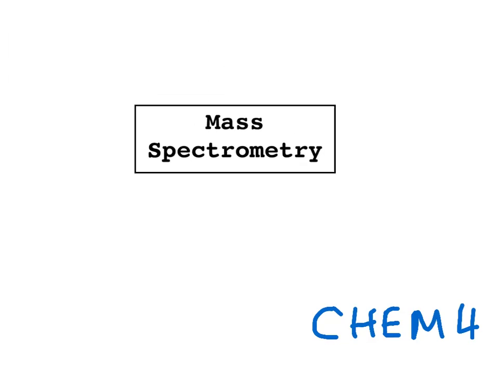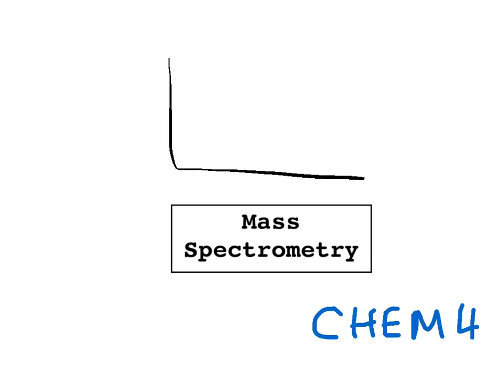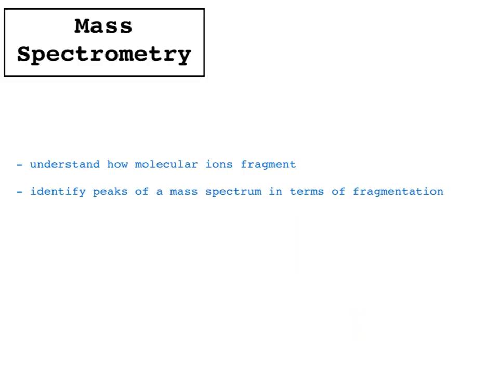This video is on mass spectrometry. So at AS we look at mass spectrometry of elements and trying to work out the relative atomic mass of elements from their mass spectra. In A2, in Chem 4, we look at the mass spectra of molecules.